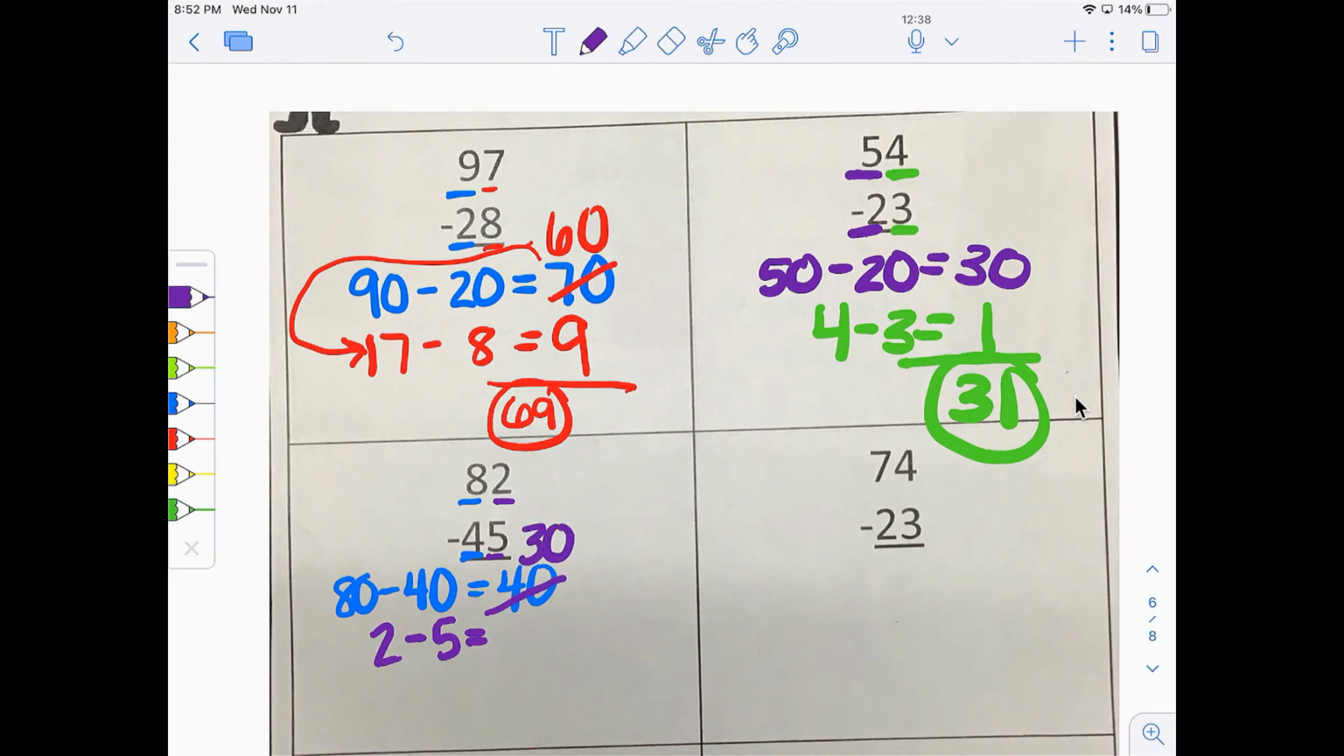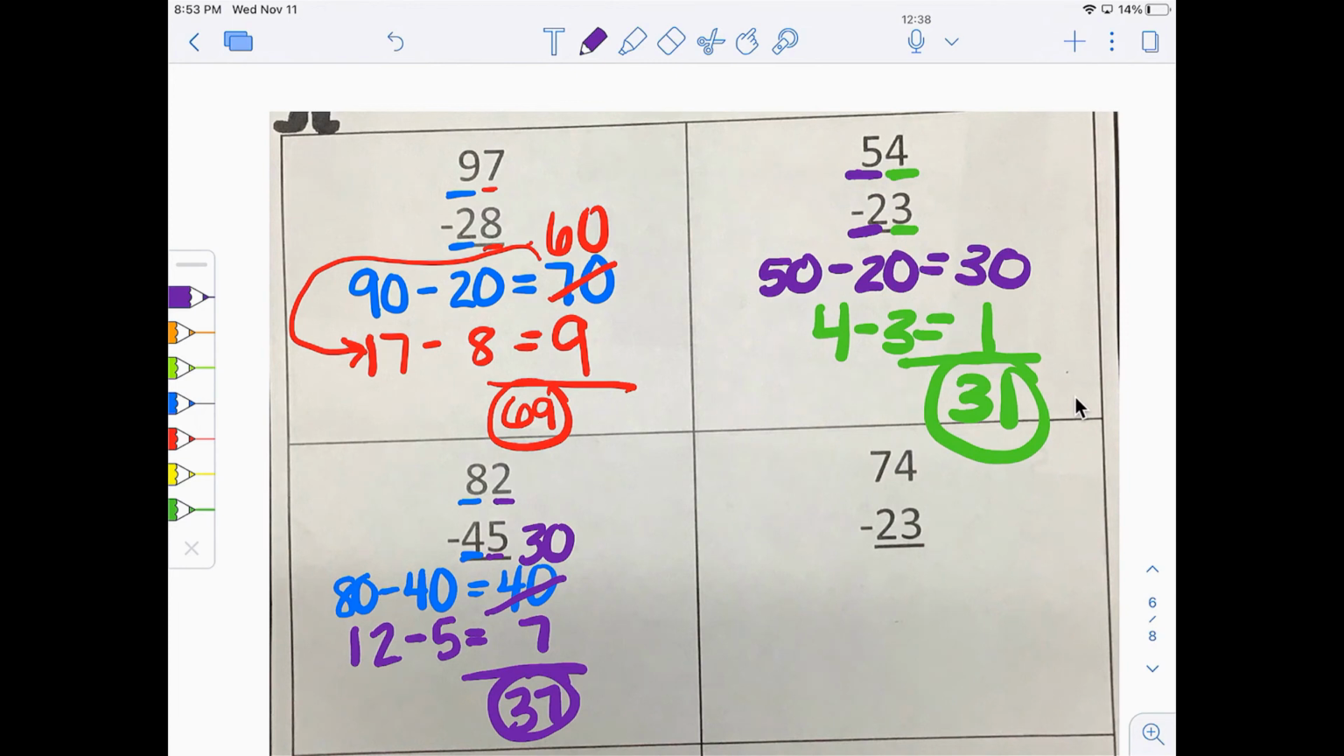And remember, we have to borrow that whole 10. And then that 10 comes down here and it adds on to the 2. So 10 plus 2 is 12. Okay, 12 minus 5 is 7. So now that we're done with our subtracting, we can put the numbers back together. 30 plus 7 is 37. Okay, let's do one more.